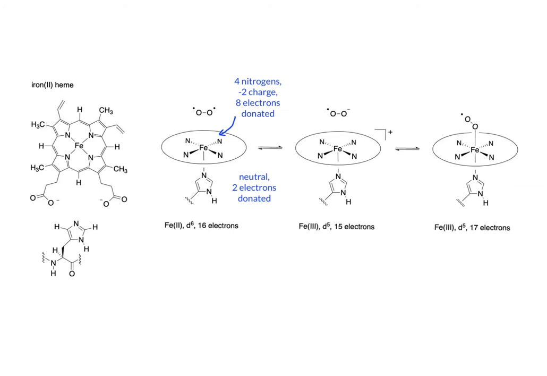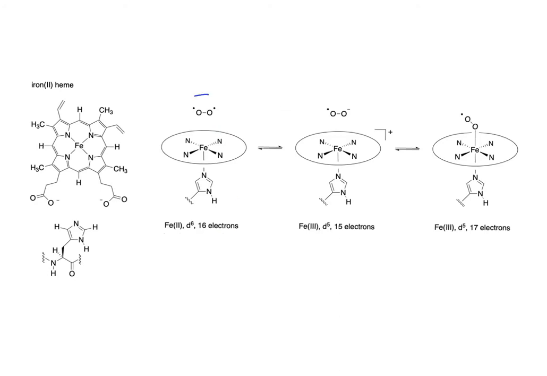We can establish that the group 8 metal iron is in the +2 oxidation state with 6 d electrons. Adding in the 5 nitrogen ligands, this takes us to a total valence electron count associated with iron of 16 electrons.